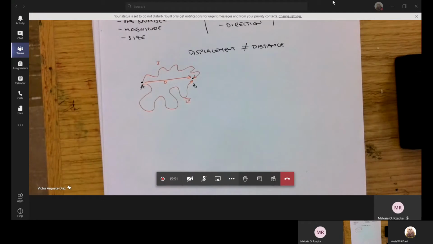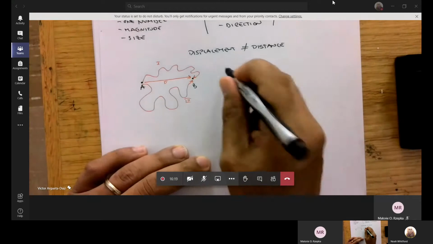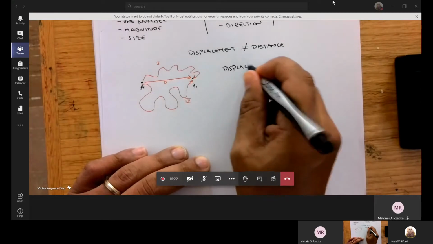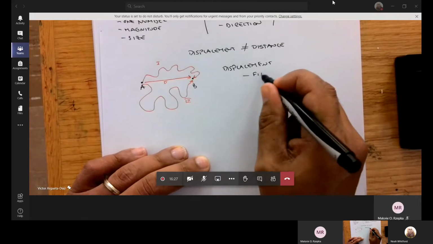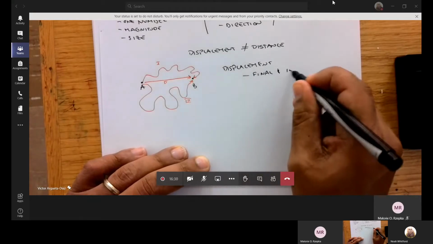Okay, so one of the differences is that to calculate the displacement, the only thing that I care about is the initial position and my final position. That's the only thing that I care about. I don't care about the path. I don't care how long it takes. I don't care if I stop in the middle. I don't care if I do the longest possible path. It doesn't matter. The only thing that I care about for displacement is the final and initial position.